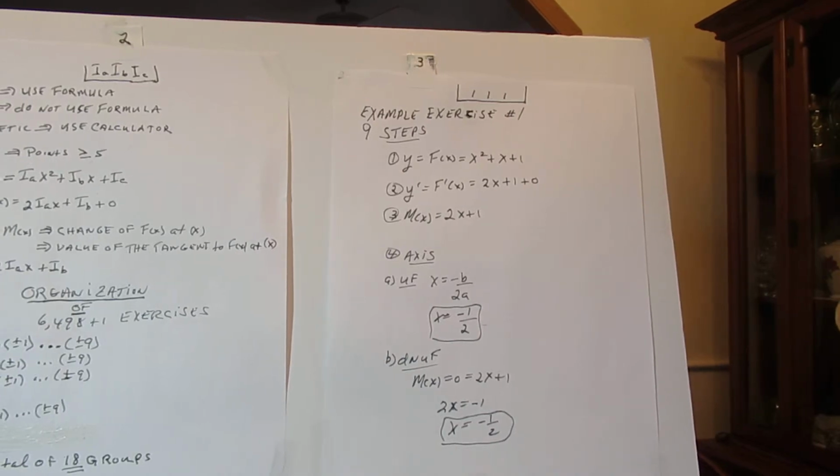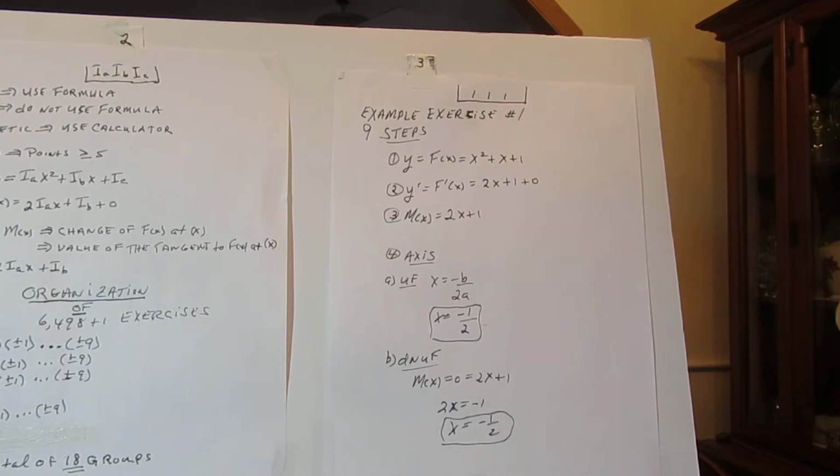Number 4, step 4 is the axis. A is use formula, which is x equals minus b over 2a, and b is do not use formula. That's where m sub x equals 0, which equals 2x plus 1. And they both have the axis of x equals minus a half.